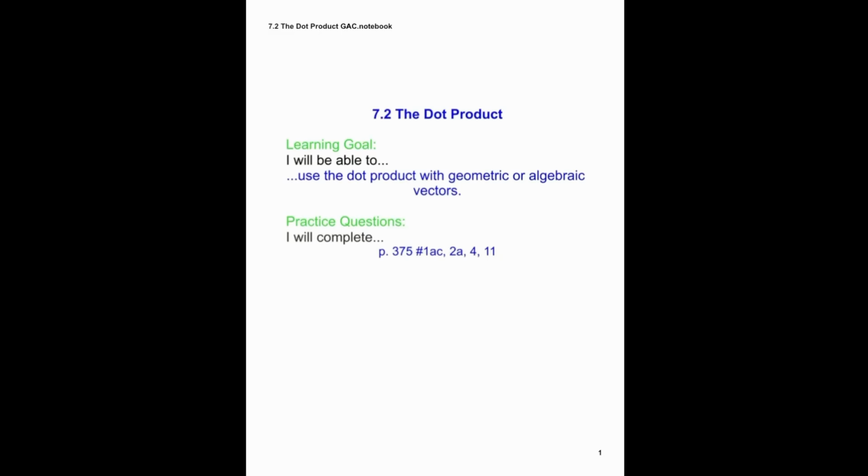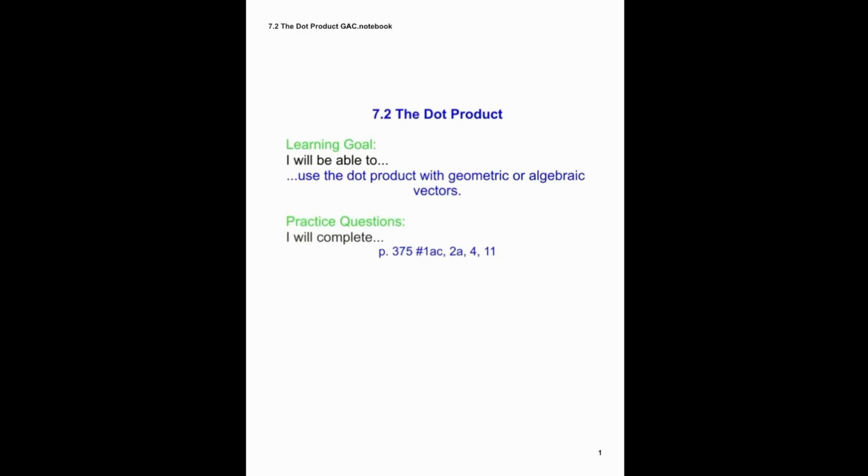Have you ever wondered how a computer figures out how bright a surface should be when a light hits it? Or how an engineer checks whether two forces are working together or against one another? Or how a game engine knows when two objects are aligned? All of that uses what we call the dot product.